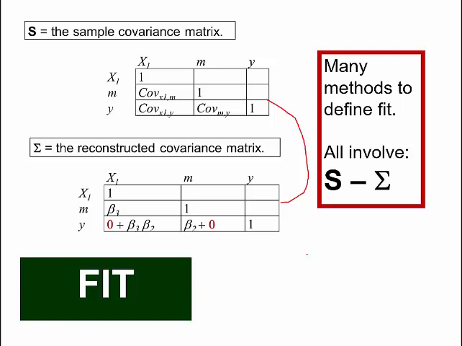So we use fit to evaluate the constraints we put on a model. A good fit provides support for the constraints. It says those constraints are reasonable and the model is still working well. A poor fit means those constraints are not reasonable and should be rejected. We should not be making those constraints if we find a model has a poor fit. So we use fit to evaluate the constraints that we put on our models.